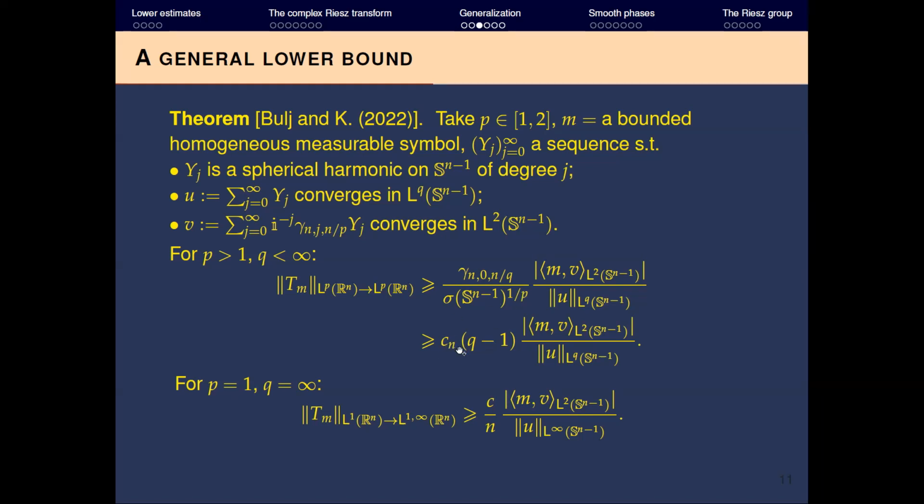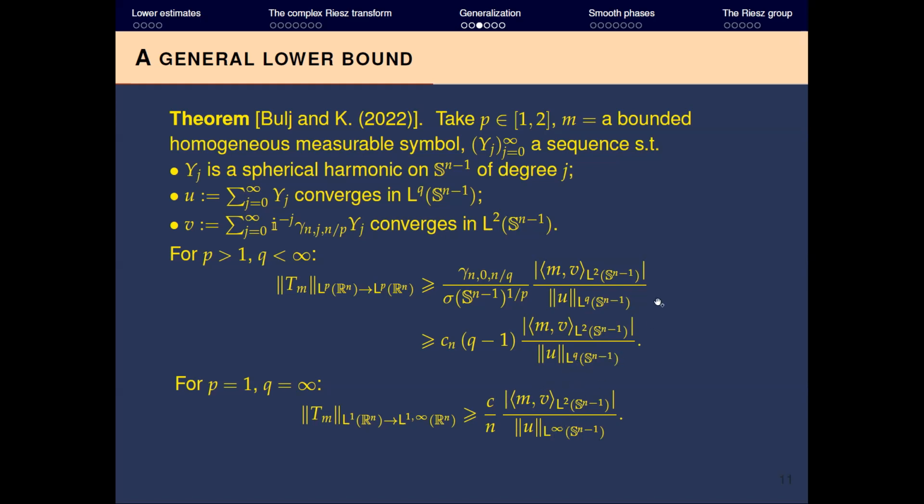It's at least some constant depending on n times q minus 1. And here is where you get this p star minus 1 dependence. You get it from here. And also this even holds in the endpoint case, right? The weak L1 norm is bounded from below by this same quantity, just take q to be equal to infinity.